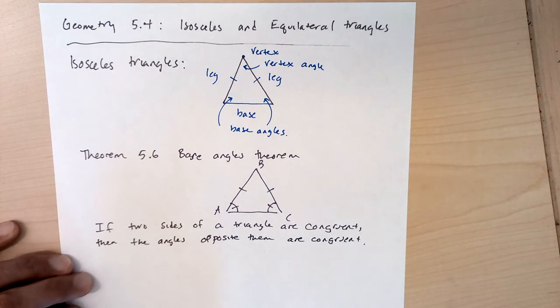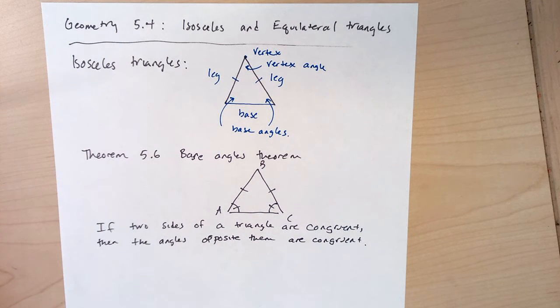And then there's the theorem written out. You could also say if a triangle is isosceles, then the base angles are congruent. That's why it's called the base angles theorem.